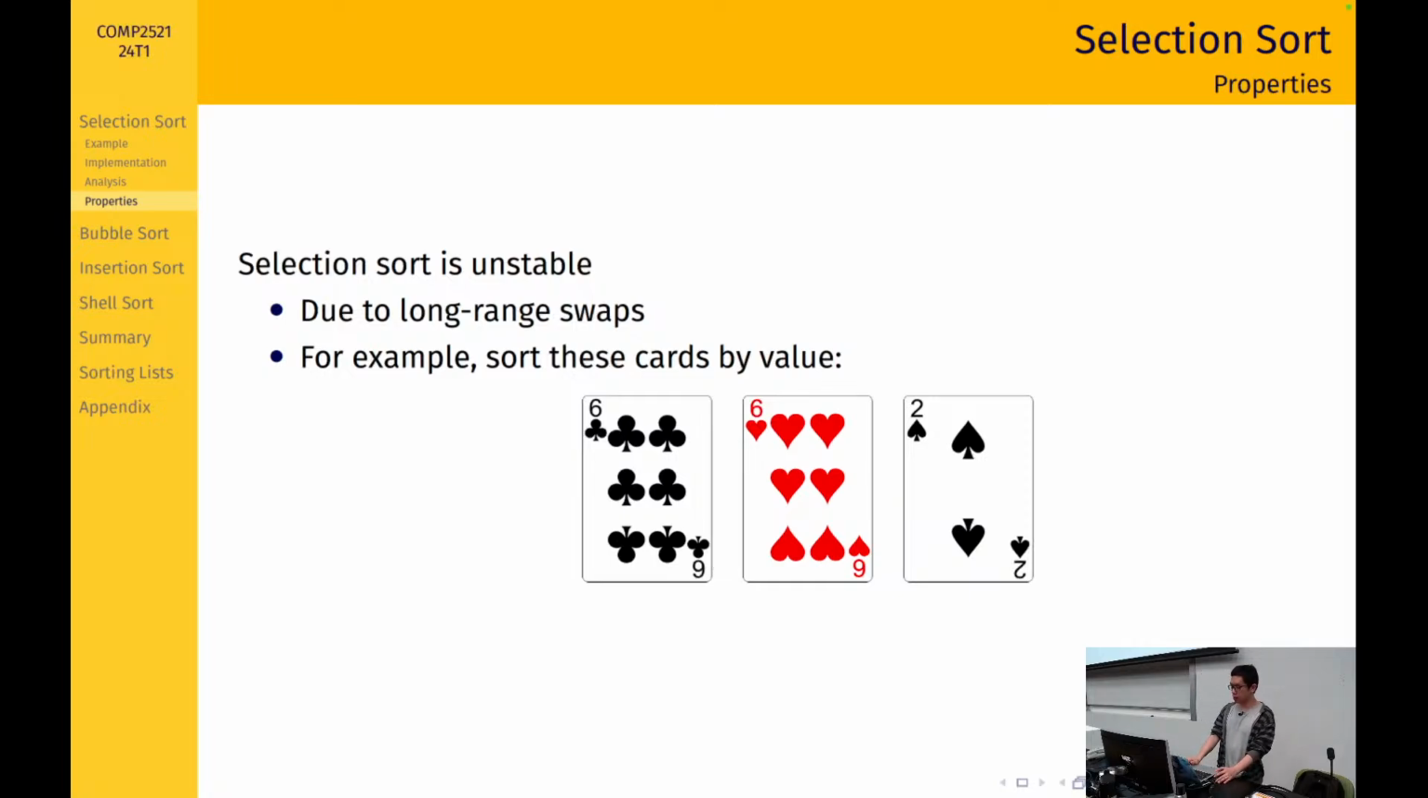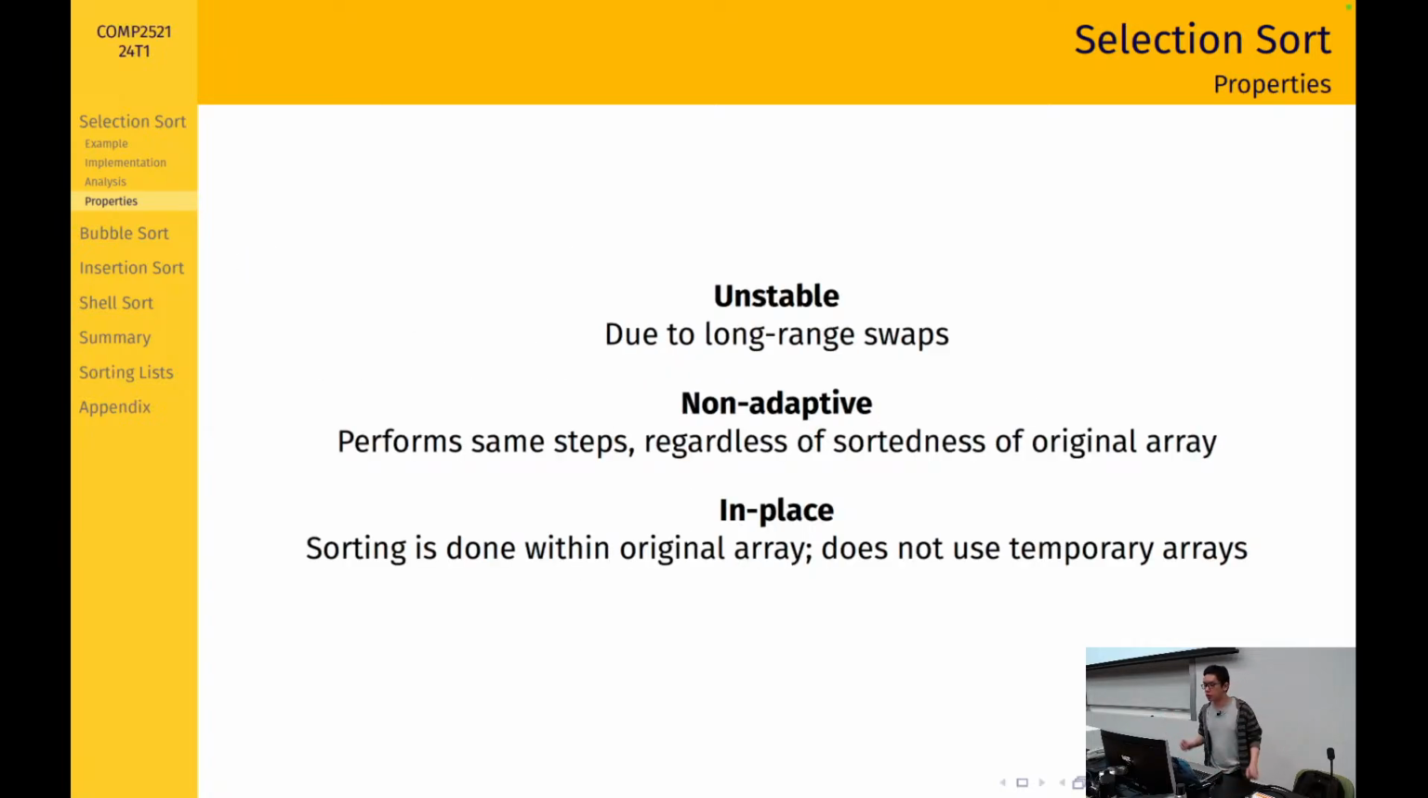We already saw that selection sort was not adaptive. Here's a summary of the properties. It's unstable because of long-range swaps. It's non-adaptive because the sort performs the same steps, regardless of whether the array is sorted or not. And it's also in place. So that's selection sort.